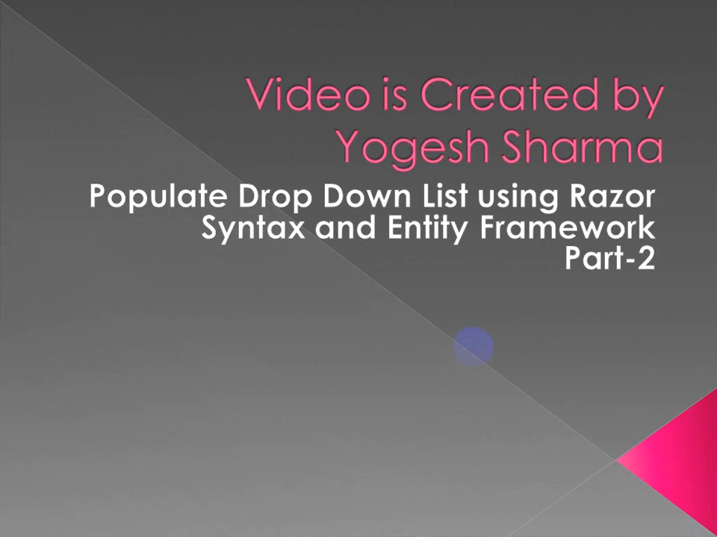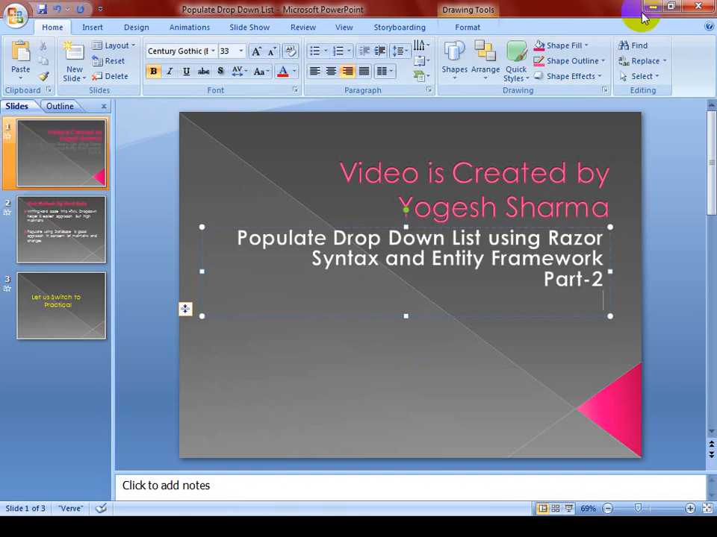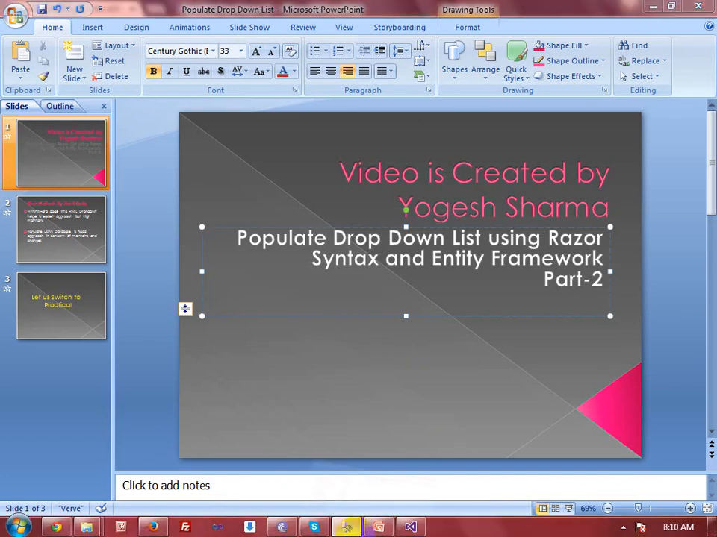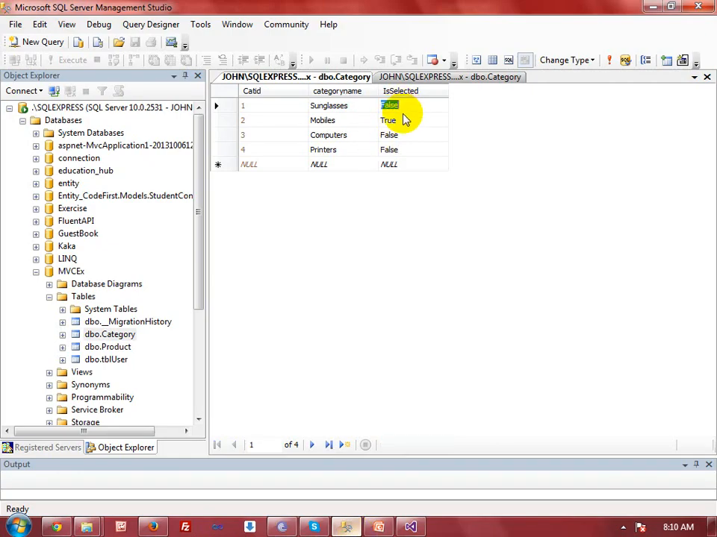In my last video I demonstrated how we can populate our drop-down list control using hard coding and by using the Entity Framework code first approach. Now it's the second part, and in this part I'm going to create a drop-down list control using the Entity Framework code first approach. But here I am going to describe a new concept, that is how we can set the selected item from the database table.